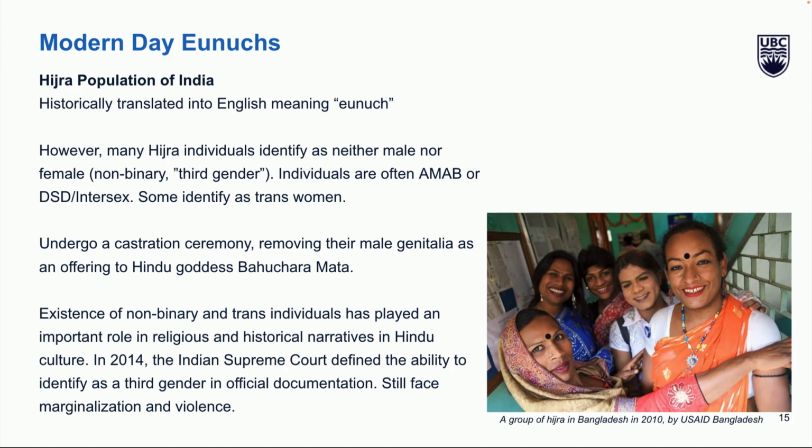The Hijra population also undergo a castration ceremony whereby their male or external genitalia are removed in offering to a Hindu goddess, Bahuchara Mata, who's the goddess of chastity and fertility. The existence of trans and non-binary people and their role in Hindu culture has been present for millennia, with the ostracization and the criminalization of this gender minority during the early British rule. While the Indian Supreme Court only recently legalized the existence of people with this third gender identity, they still face a lot of discrimination, marginalization, and violence due to the poverty and generations of colonization.